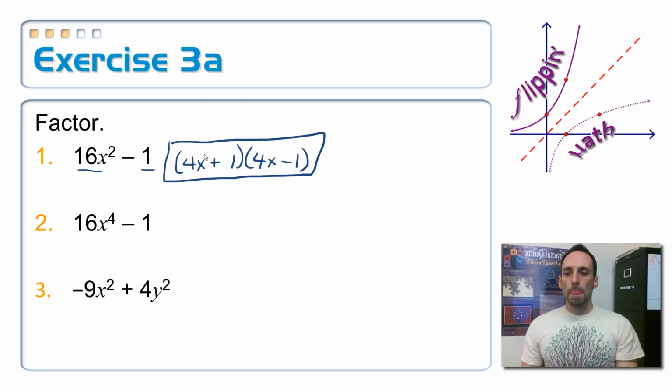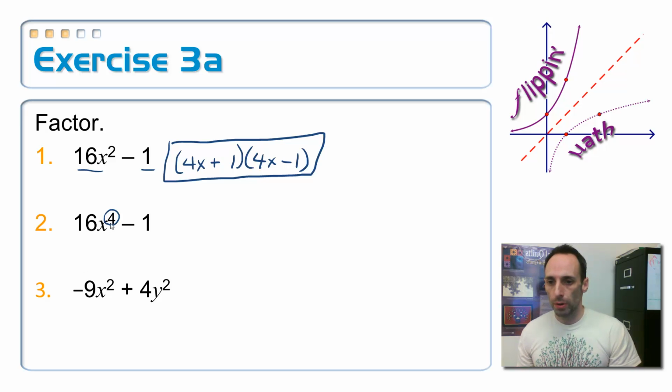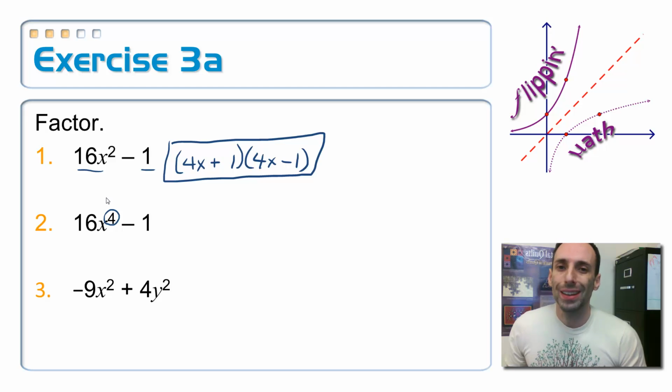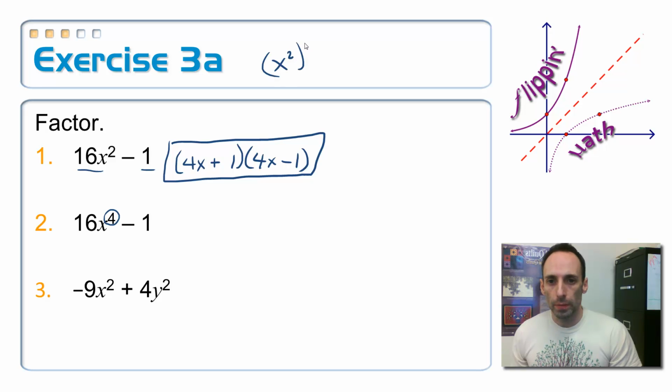Okay? Now, number 2 is a little trickier. Look at this. It has to the 4th power. But the 4th power is also a perfect square, because the perfect square is x squared squared. If I were to square x squared, I would get, remember you multiply those powers, I would get x to the 4th. So it is a perfect square.